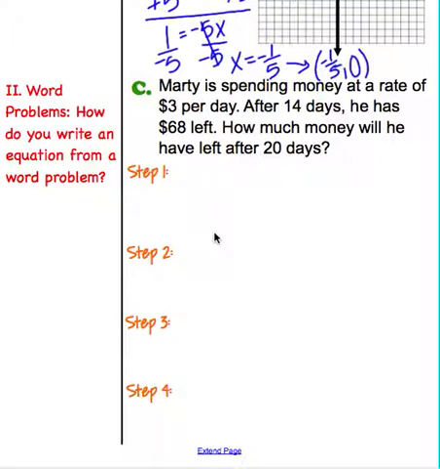The second part of our lesson today is dealing with word problems. A lot of you always ask, when are we ever going to use this stuff? Well, word problems are when we use it.